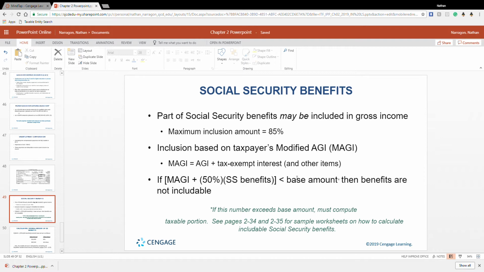So in this amount, if our modified AGI plus 50% of Social Security benefits is less than the base amount, then benefits are not includable. Again, we've got plenty of software to use with this, which is great. But if this number exceeds the base amount, we must compute the taxable portion. So again, a cool little thing.